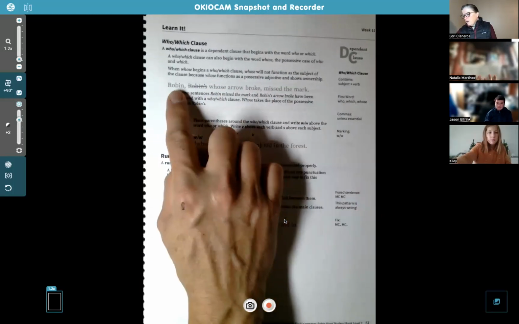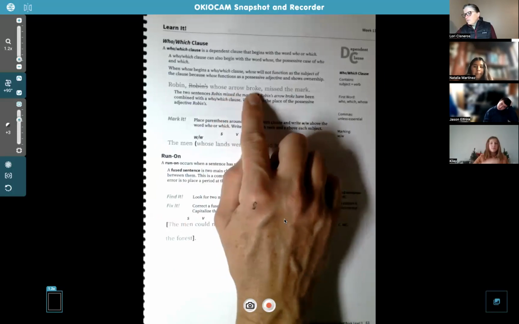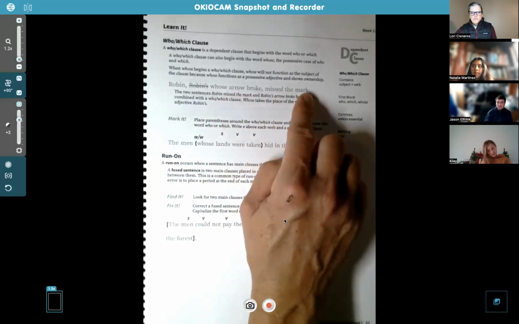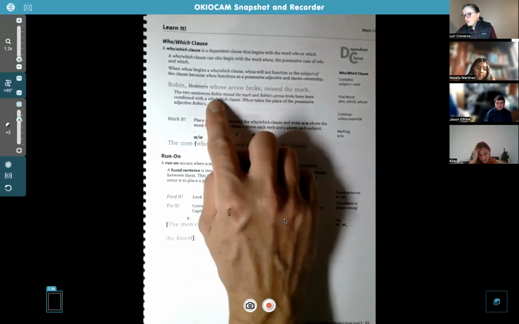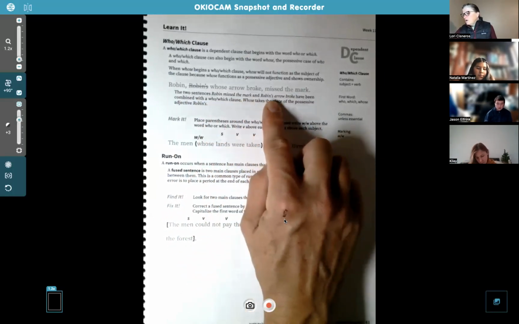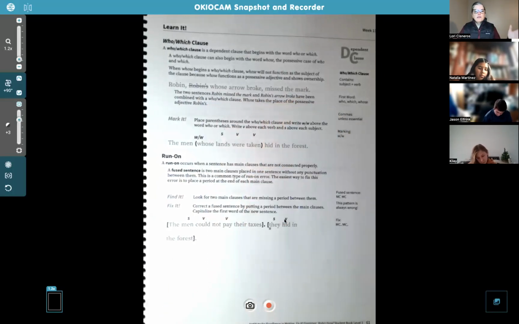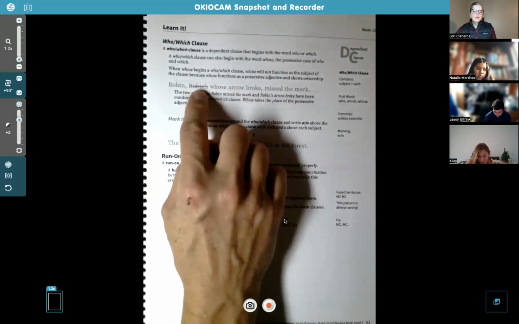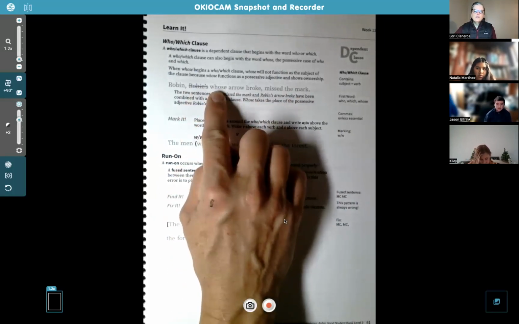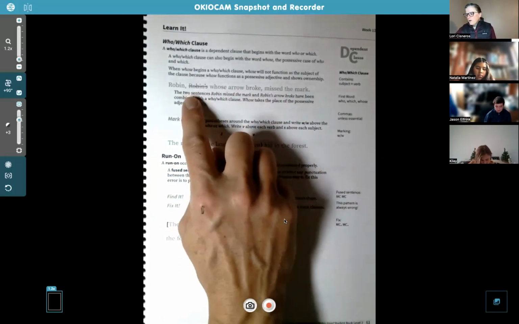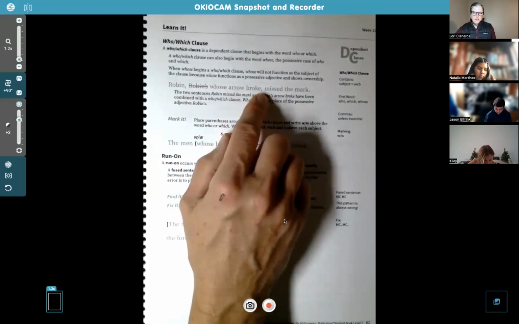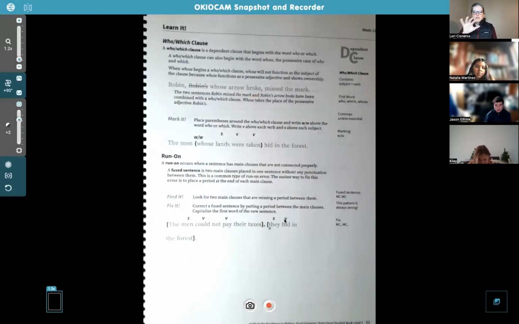Here's an example here. Robin, whose arrow broke, missed the target. So what they did was there were two sentences that originally said Robin missed the mark and Robin's arrow broke. So what they did was combine those two sentences into one, and they crossed out this one with the apostrophe and they used the word whose. And now it's a great sentence with a who clause there. Notice they put commas before and after. Whenever a who, which clause is in the middle of a sentence, it does have commas around it.